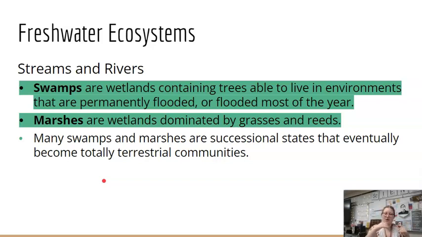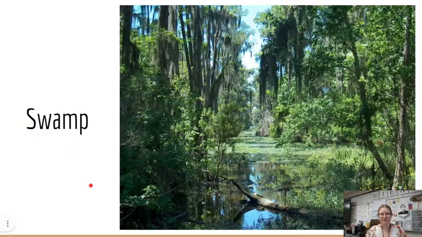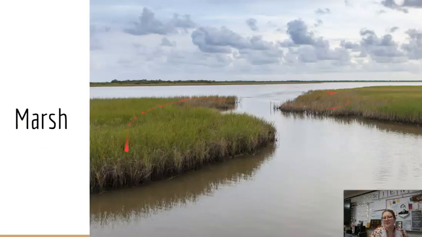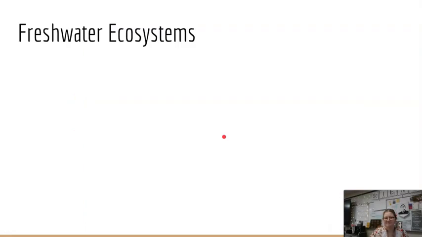And eventually, over time, more and more sediment and nutrients build up in that lake, and the space for water becomes less and less and less, and it will just become a swamp or marsh, and then no longer considered a water ecosystem, because it'll be filled with so much sediment that it just becomes dirt or soil. So this is what a swamp would look like, lots of trees, and then this would be a marsh. Not so many trees, lots of grasses.